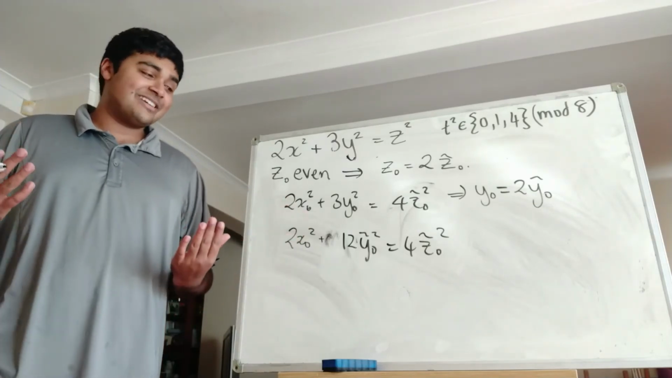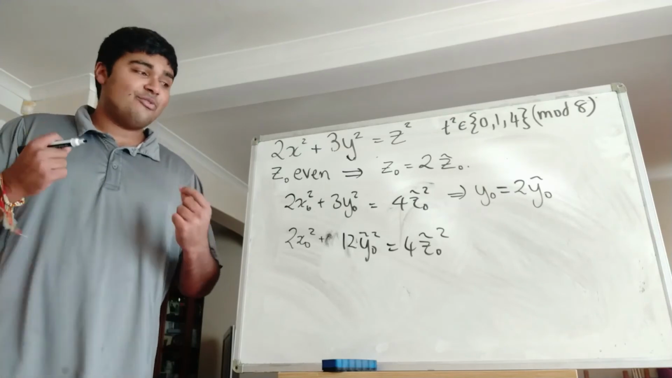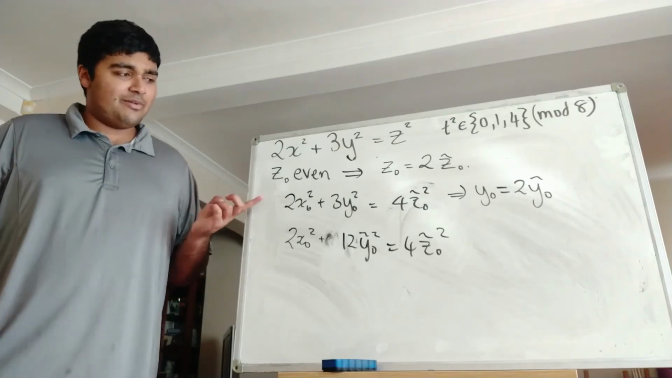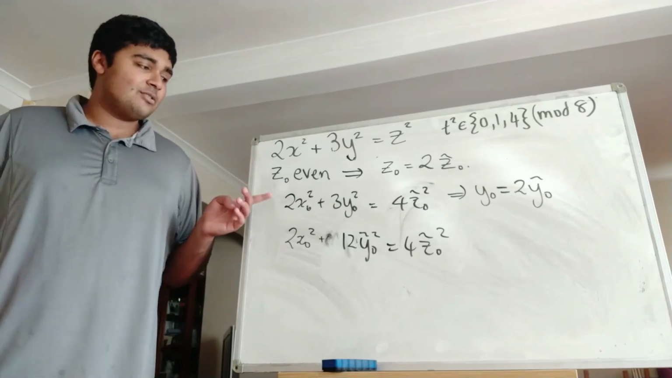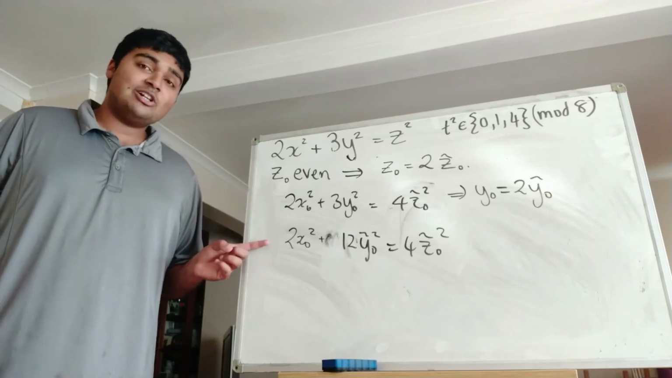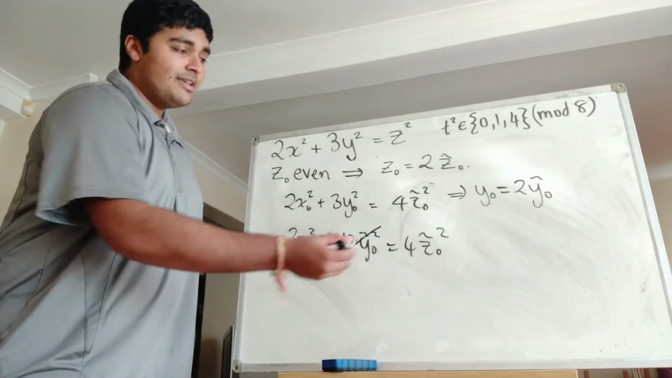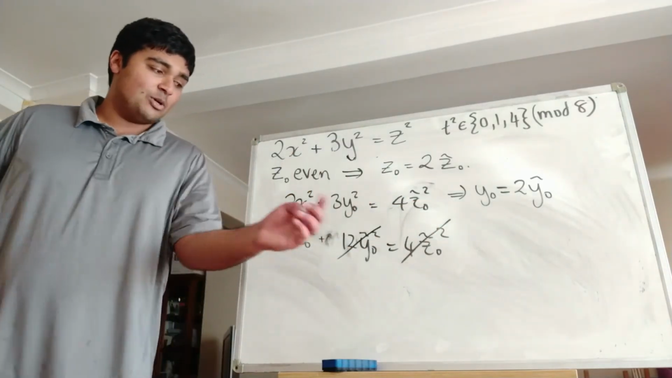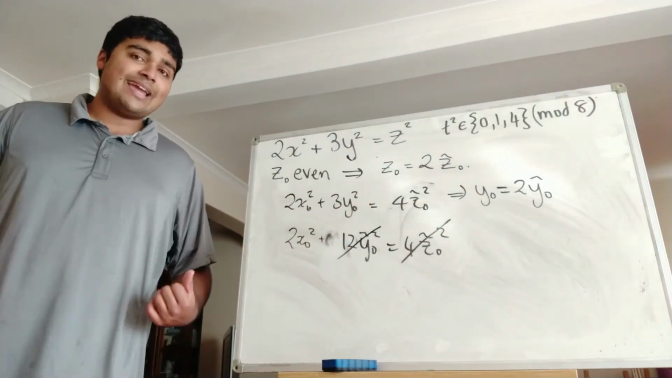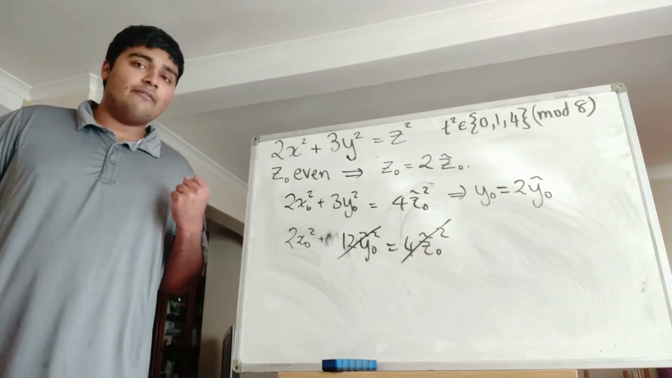And now the next thing we're going to do is look at both sides mod 4. So up here we looked at both sides' parity, so both sides mod 2. Here we're going to look at it mod 4. Now 12 is a multiple of 4, so this thing here is 0 mod 4. This thing here is also 0 mod 4 because it's a multiple of 4. So we must have that 2x0 squared is a multiple of 4.